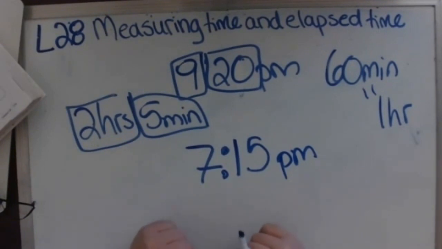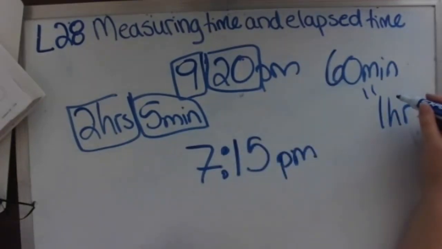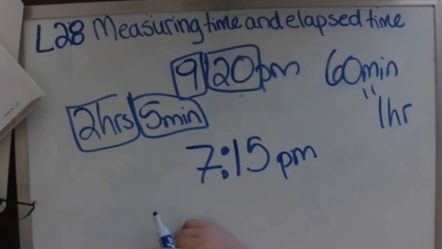Just remember when you're doing elapsed time that you need to make sure that you're chunking hours and minutes. It's not hundreds, tens, ones, it's hours and minutes. And if you get in your minutes chunk to 60 minutes, you have to round over into the 1 hour. That is measuring time and elapsed time for Saxon 5, lesson 28.